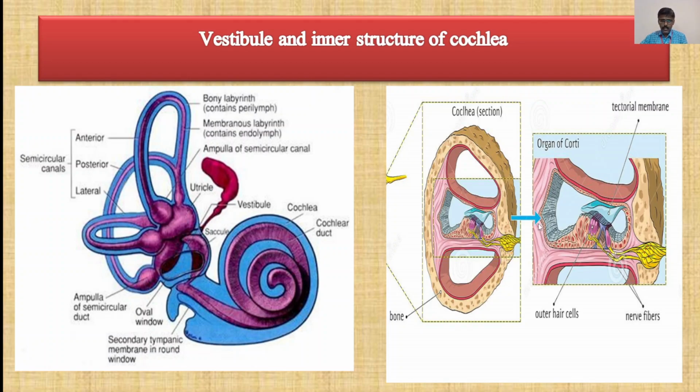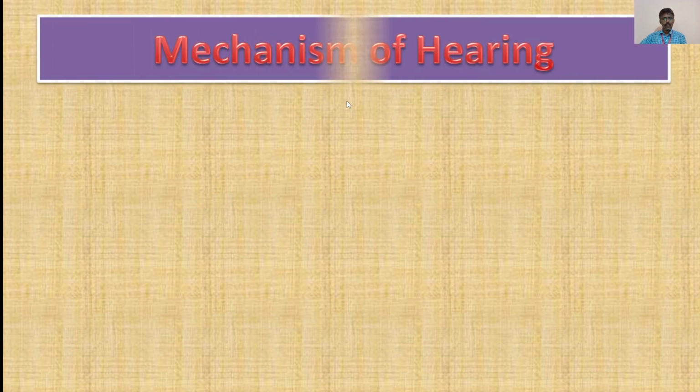Now here this region is cut open and shown by magnification. This is the cochlea in section. This is the bone here, and this structure you are going to see. And this structure is modified here. These are the organs of Corti. This is the tectorial membrane. Then these are the outer hair cells, and these are the nerve fibers. Now this is the vestibule and inner structure of cochlea.